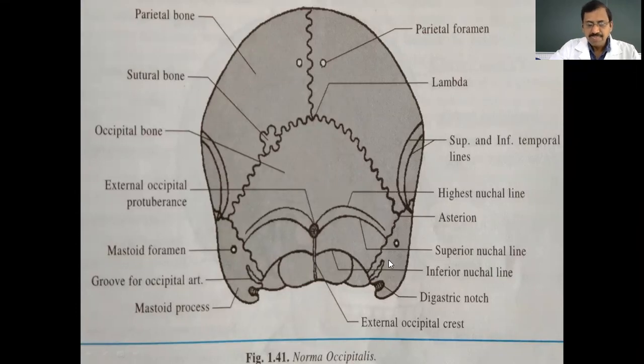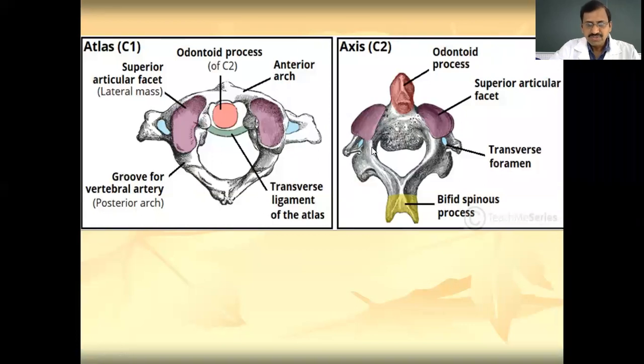Next, just below this occipital bone, there are the cervical vertebrae. There are seven cervical vertebrae. Of these, the first, second and seventh are atypical, and the remaining are typical. Of these atypical vertebrae, the first is called the atlas and the second is called the axis. Why is it called atlas? In Greek mythology, Atlas is a person who bears the total weight of the globe. Like that, this bone bears the total weight of the skull. That is why it is called Atlas.